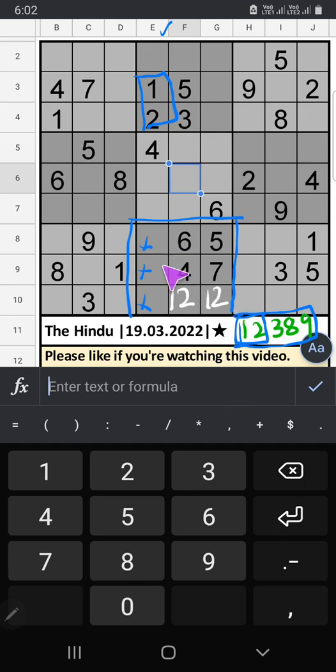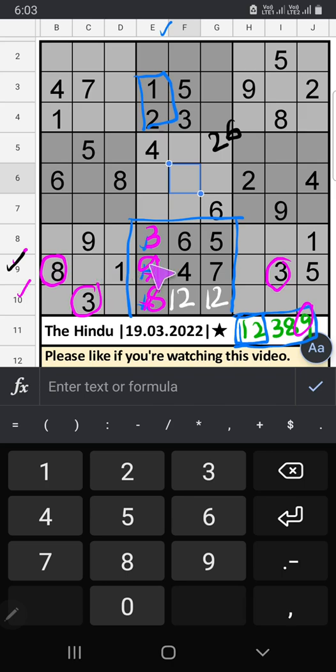Then only 3 numbers are remaining: 3, 8, 9. 9th row, we have 3 and 8. So 3 and 8 can't come in this cell. It will come in another 2 cells. 10th row we have 3. So 3 can't come in the cell. 3 is confirmed here. Then 8 is here. Then only one number is remaining, 9. 9 is confirmed here.